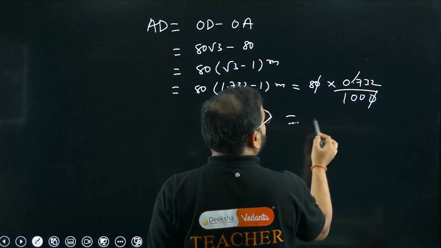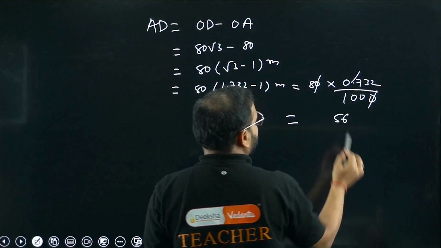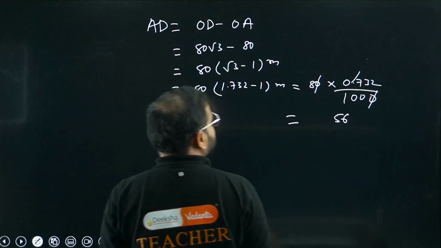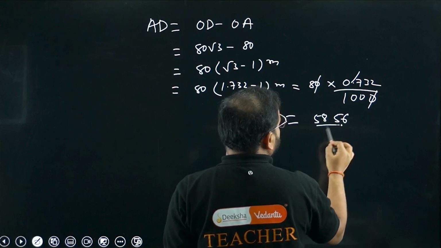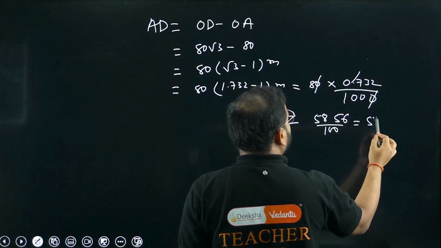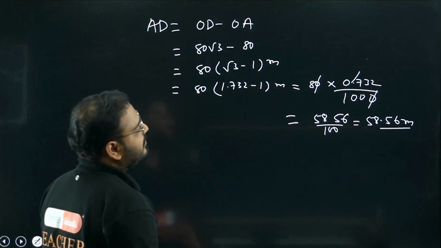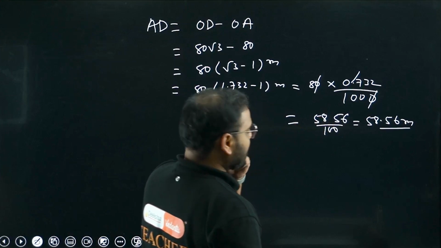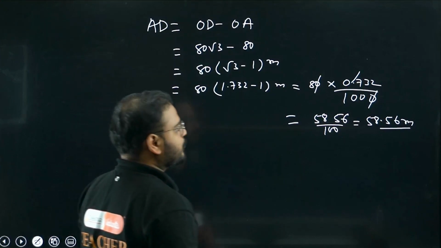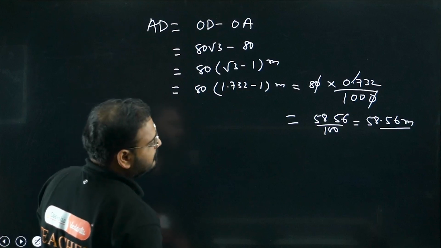What I'm getting now? 8 sixes are 48, 8 twos are 16 plus... 8 sevens are 56 plus 2, 58. By 100 is there, right? So by 100, simply 58.56 meters. Right? 58.56 meters. Please multiply once again: 8 twos 16, then carry 1; 24 plus 1, 25; 22; 56, plus 2, 58. Correct? This is the answer.